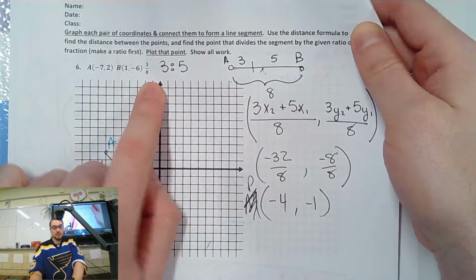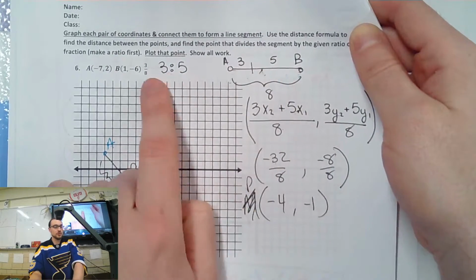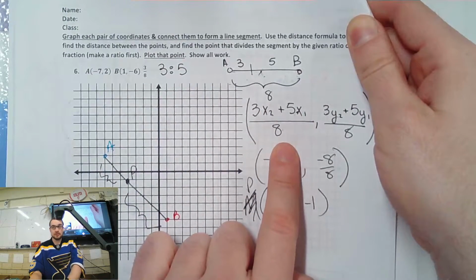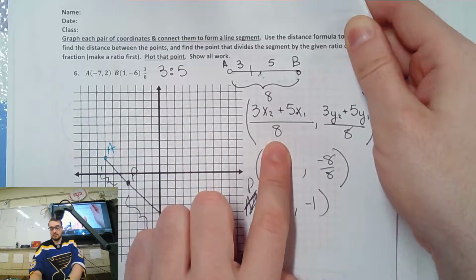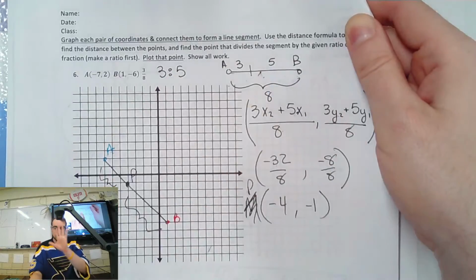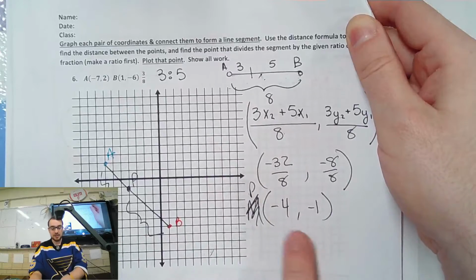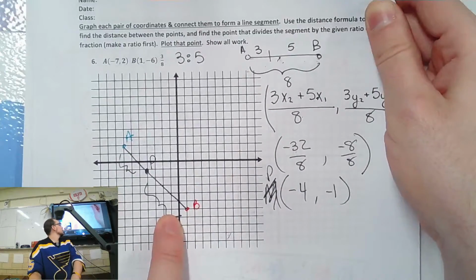3/8 of the way means 3 out of 8 total pieces. 5 left over. So 3 to 5 is the ratio. So I plug in 3 and 5 for a total of 8 pieces. We're still averaging here, right? We have 3 of these, 5 of those, for a total of 8. We're adding. X2 and Y2 come first. We plug in our coordinates. Trust me on this. You get negative 32 and negative 8 when you do all the math. You divide by 8 and you get negative 4 and negative 1, which means that point will be 3/8 of the way between A and B, which it is.